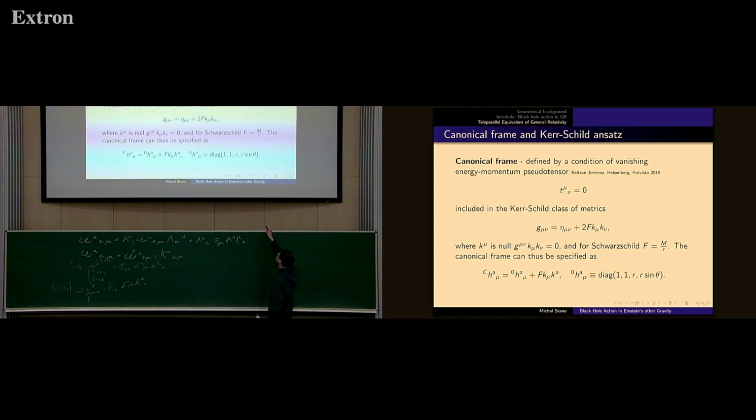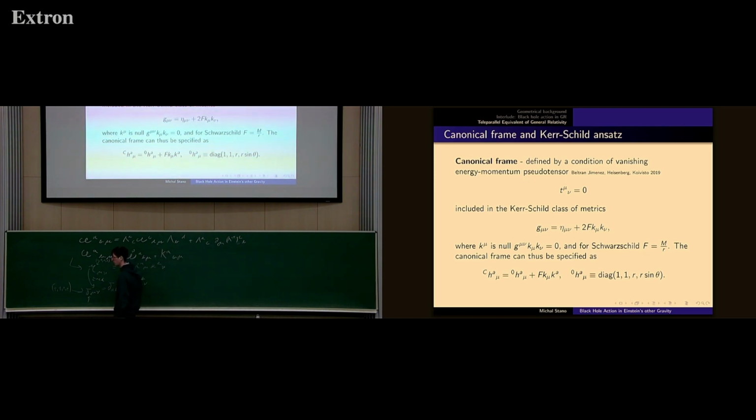Okay, so the Kerr-Schild class can be written as follows. We decompose the spacetime metric into a flat Minkowski metric plus this additional term quadratic in null vectors. In the case of Schwarzschild, where we have no rotation, this function f turns out to be just m over r. And if we know the form of the metric, we can therefore straightforwardly read off the form of the tetrad.